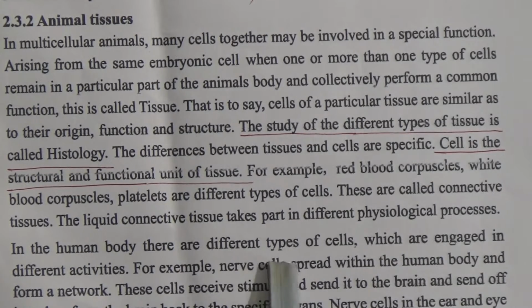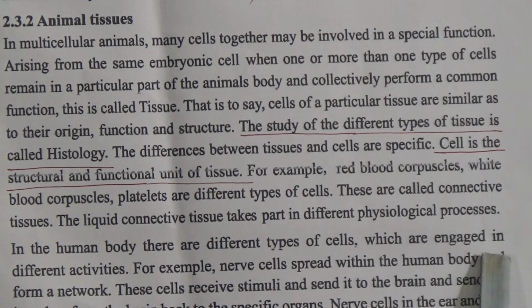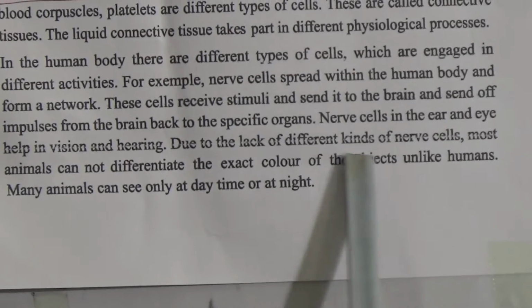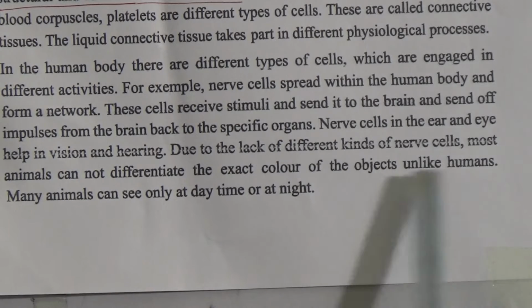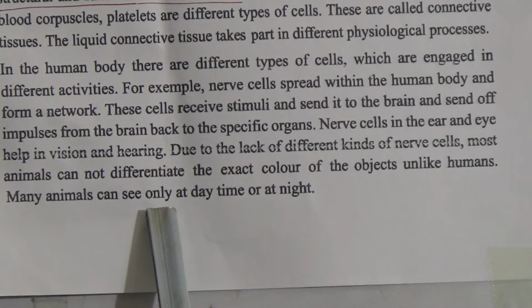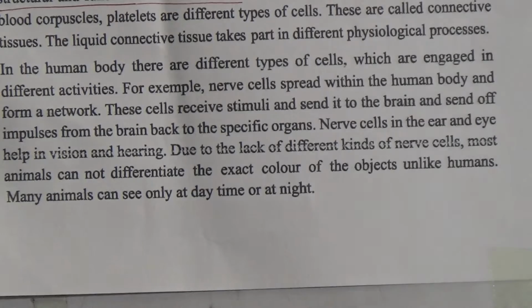In the human body, there are different types of cells which are engaged in different activities. For example, nerve cells spread within the human body and form a network. These cells receive stimuli and send them to the brain, and send impulses from the brain back to the specific organ. Nerve cells in the ear and eye help in vision and hearing. Due to the lack of different kinds of nerve cells, most animals cannot differentiate the exact color of an object, unlike humans. Many animals can also see only at daytime or nighttime.